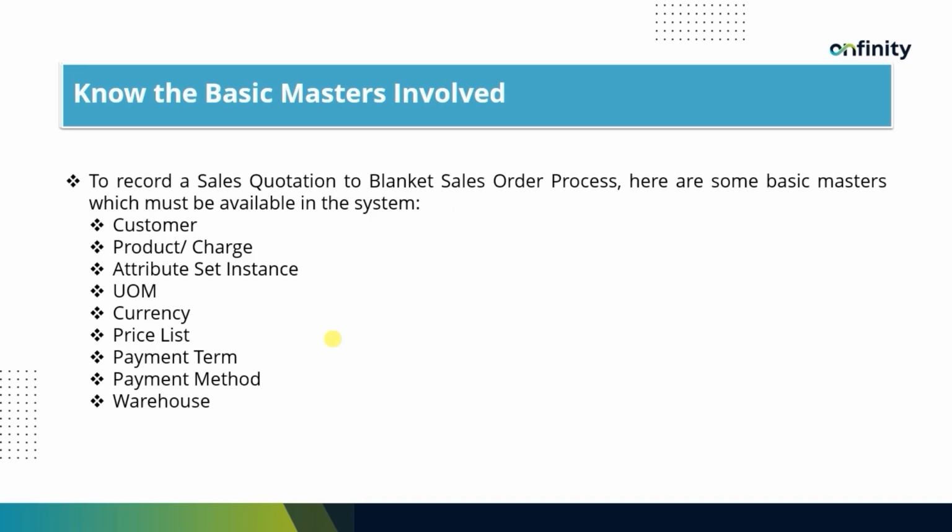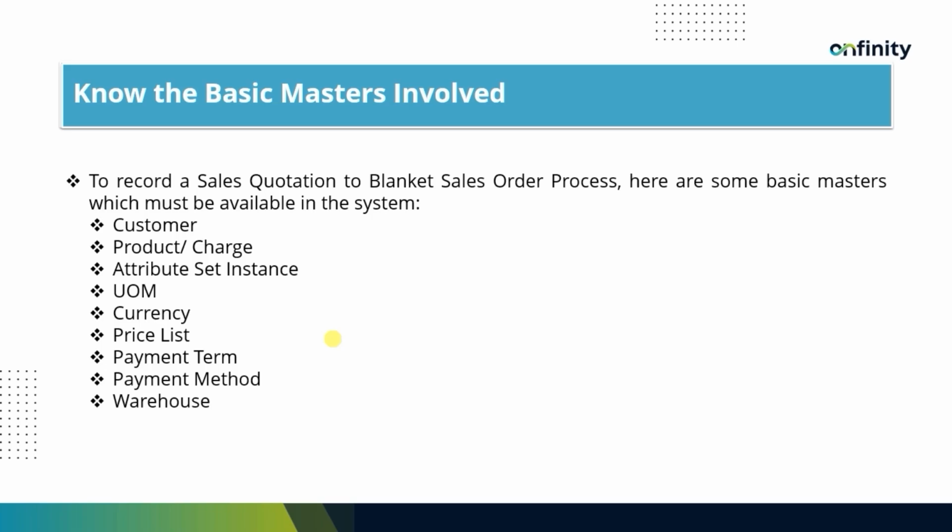Now let's know the basic masters involved in the sales quotation to blanket sales order process. To record the sales quotation to blanket sales order process, here are some basic masters which must be available in the system. These include customer master data, product or charge, attribute set instance if the product has multiple attributes, unit of measure, currency, price list, payment term, payment method, and warehouse. All of these topics are covered in their own training sessions. If you want to learn how to configure them, you can watch the detailed sessions on each topic.